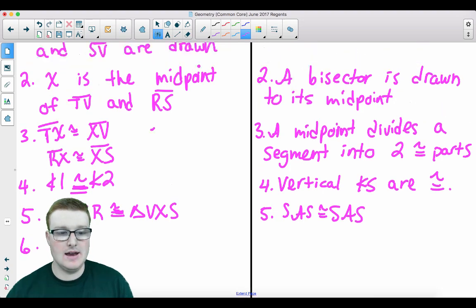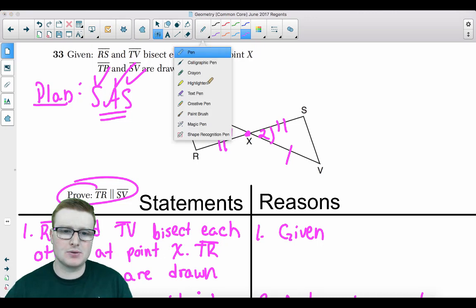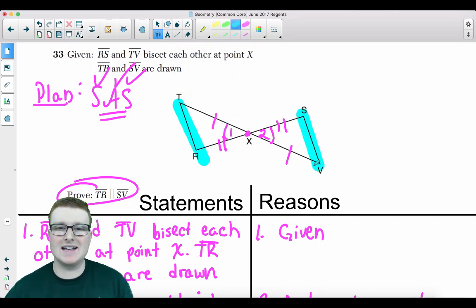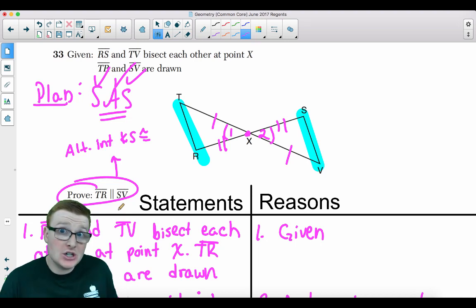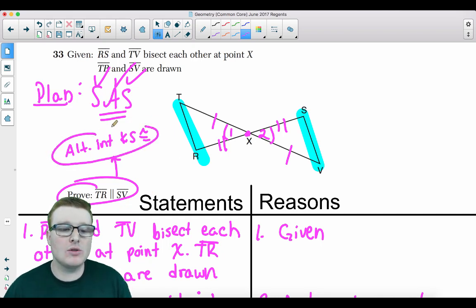Number 6. Now, here's the problem. They're not asking you to prove these 2 triangles to be congruent. They're asking you to prove that TR is parallel to SV. Well, how do we prove that? Well, you should remember, in order to prove parallel lines, you need something like alternate interior angles that are congruent, alternate exterior angles that are congruent, corresponding angles are congruent, or same side interior angles are supplementary. We have to go with alternate interior angles are congruent because we're dealing with triangles. We're talking about the insides of the triangles.